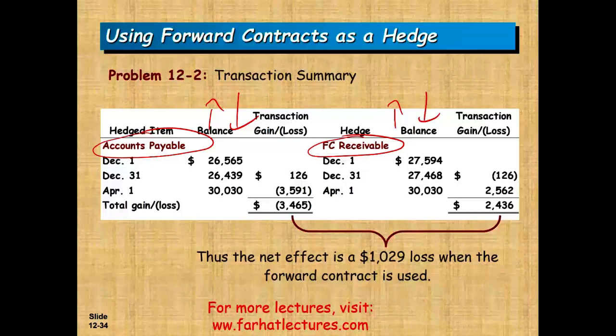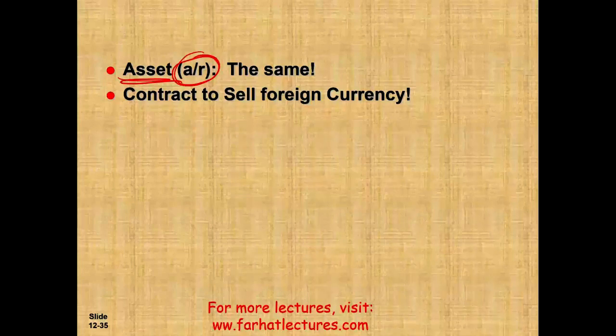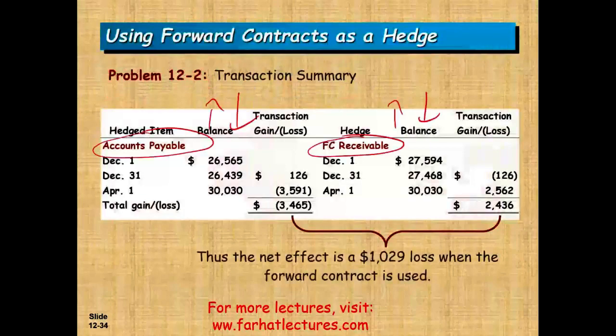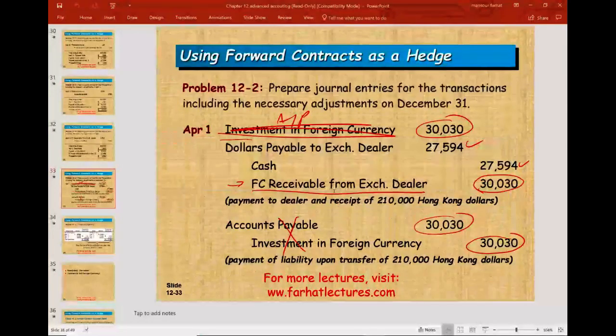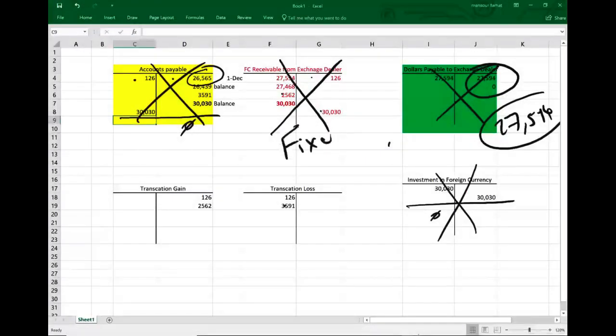Now, this was a liability example. Here we were hedging a liability. We could have an asset. We could have an account receivable instead of a liability. The concept is the same. However, when we have a receivable, we enter into a contract to sell the foreign currency, not to buy, because when we receive the foreign currency, we want to sell it. So we are selling the foreign currency, not buying the foreign currency. So simply put, if we go back to the Excel sheet, this will be the fixed amount, and this is the amount that changes value.